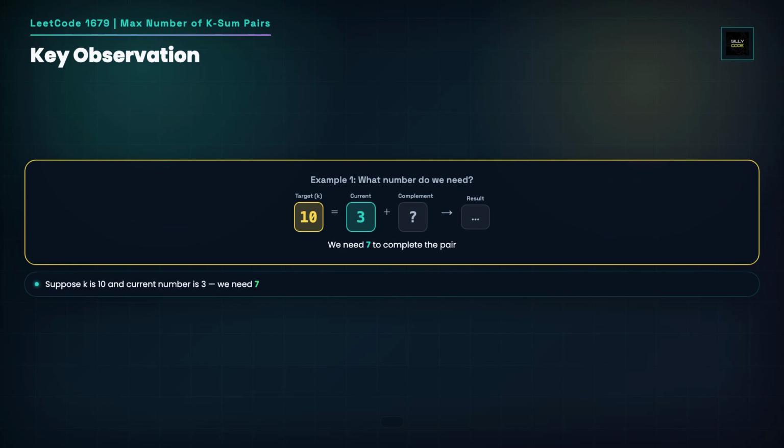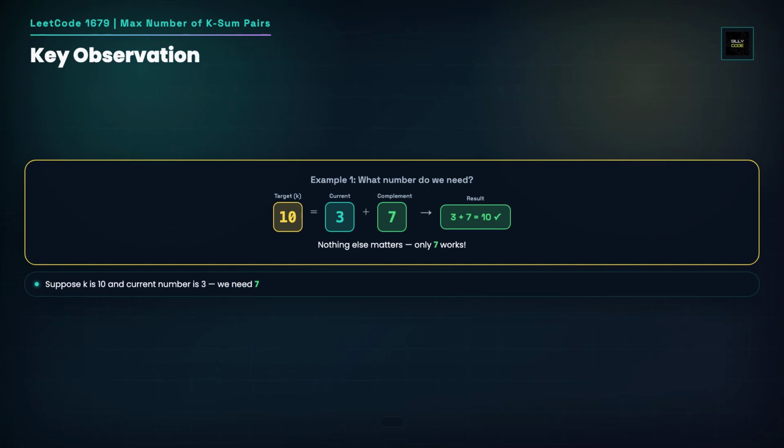But do we really care about every number? No. There's only one value that can help us. What number do we need to make the sum equal 10? It's 7, nothing else matters.